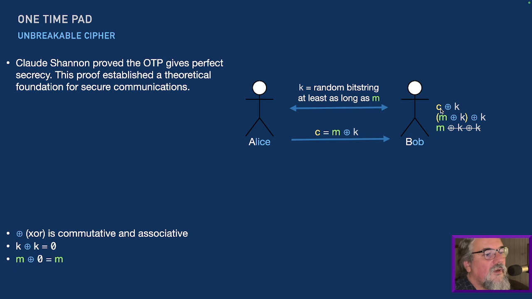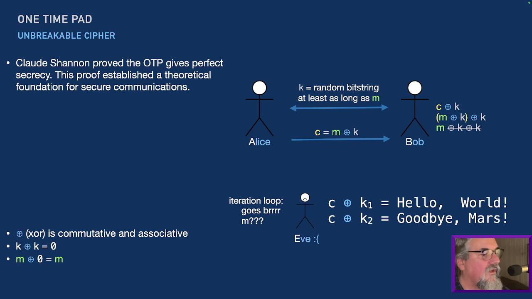Anyway, so Bob takes C XOR K. And what does that mean? Well, what was C? C was M XOR K. So I can put that in parentheses, M XOR K. So that's M XOR K, XOR K. What is that? Well, if I move the parentheses, I can put the parentheses here, K XOR K. But we said here, K XOR K is just zero. And M XOR zero is just M. So Bob is left with only M itself. So K XOR'd itself out when you took K XOR K here. So that's the way this one-time pad works.